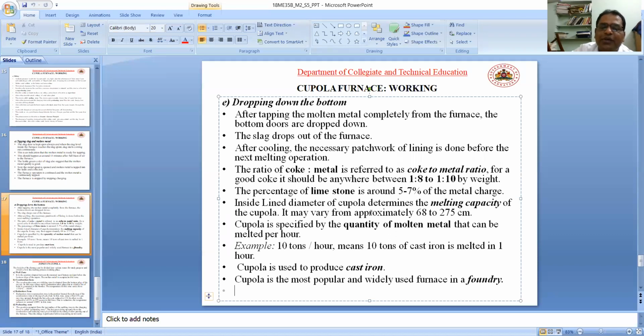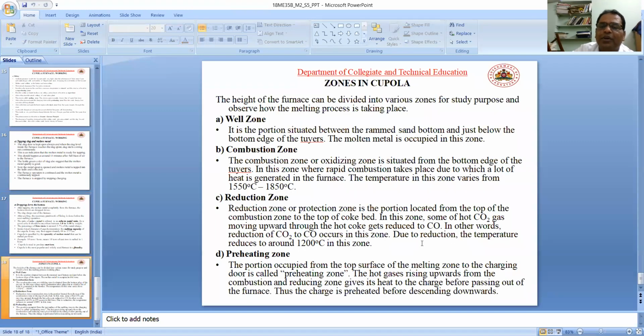Cupola is used to produce cast iron. Exclusively, it is used to produce cast iron. Cupola is the most popular and widely used furnace in foundries for producing cast iron.